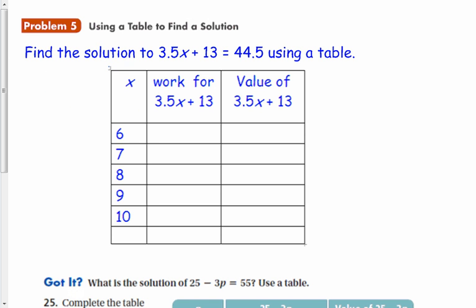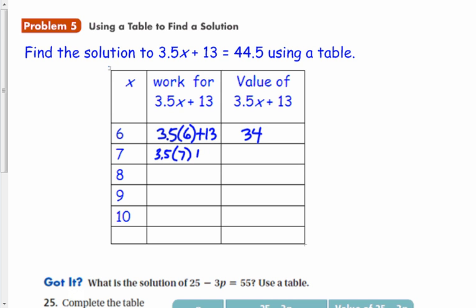Okay, moving on. Another way we can find solutions is to use a table, so we'll try different values until we find one that works. So I made a table with 3 columns here, and I just have some guesses here. Normally you'd have to figure out what numbers to start with, but if I start with 3.5 and put this into the equation, I'm doing 3.5 times 6 plus 13. And the value of that is 34. Of course, I'm using a calculator to figure that out. Can't do it in your head.